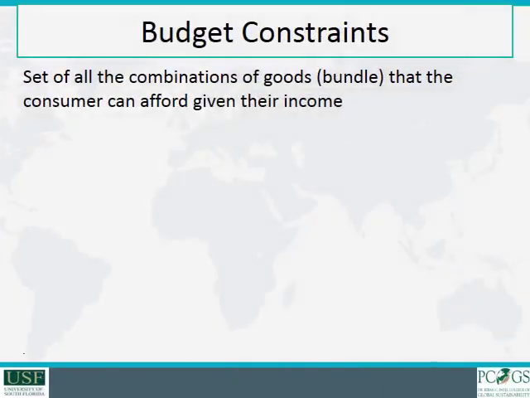Consumption is based off of an individual's income and is therefore subject to limitations. A budget constraint is the set of all combinations of goods, or a bundle, that the consumer can afford given their income. Or said another way, it is the set of all combinations of goods, again a bundle, that the consumer can purchase with no income remaining.